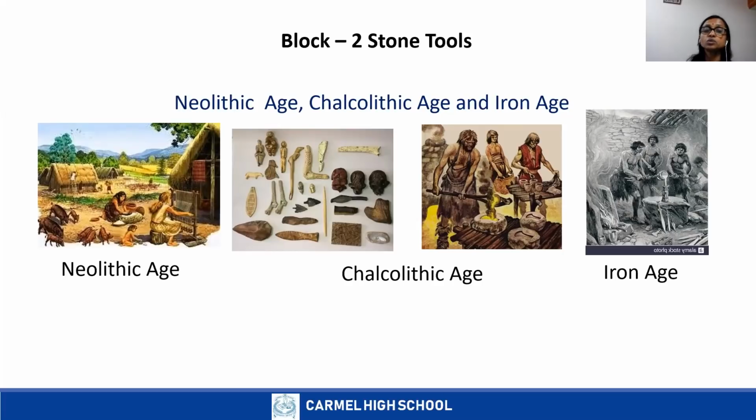Even the pictures show they had a settled life, and even the changes in making the tools, and they started domesticating animals and agriculture. So these show they had a settled life, and they were more technologically advanced than the Stone Age human. So that is the first period, Stone Age.